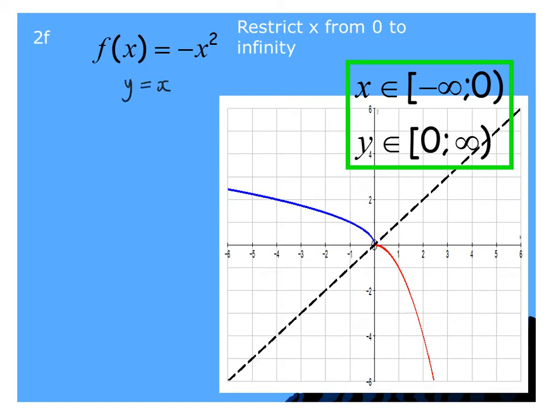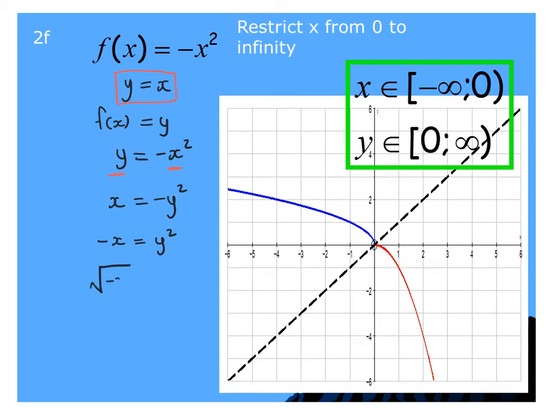equals x is where we're going to mirror. F of x is the same as y, so therefore we could write that y equals minus x squared. Again, we want to reflect y with x because we know that y equals x. And so we can say that x equals minus y squared. If I divide both sides by the negative, I land up with minus x equals y squared. And what I want to do then is take the square root on both sides.